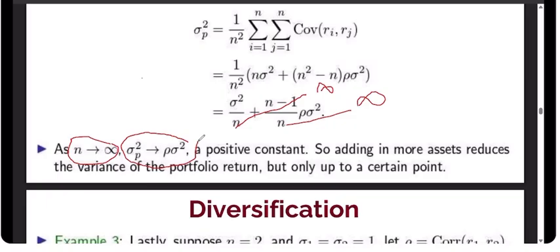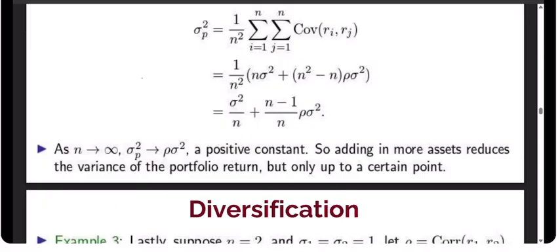The variance of the portfolio will tend to correlation times sigma squared. That's what I'm saying here. That was why I said adding more assets reduces the variance of the portfolio return, but only up to a certain point, not zero, because the assets are correlated. That actually tells you the effect of correlation on that.